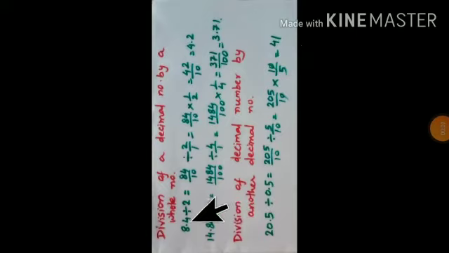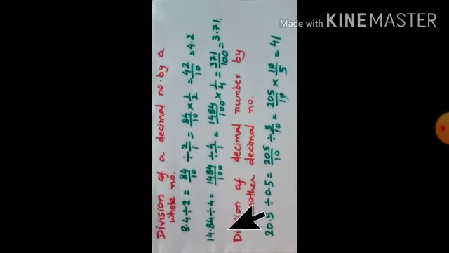Now division of decimal number by a whole number. Now 8.4 divided by 2. 2 is a whole number is equal to 84 upon 10 divided by 2 upon 1 equal to 84 upon 10 into 1 upon 2. Divide will become multiply and 2 upon 1 will become 1 upon 2. Now divide 84 by 2, you will get 42 upon 10 equal to 4.2.